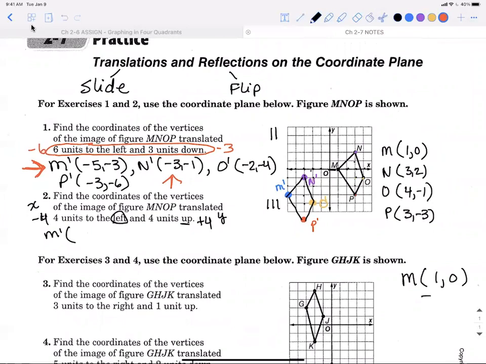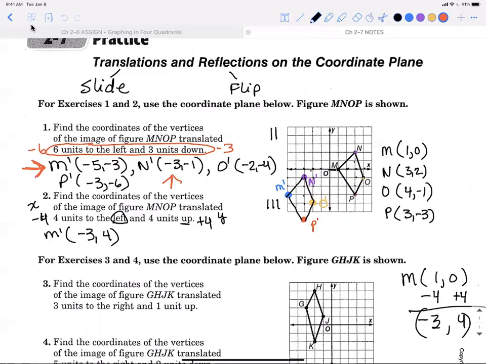And I know that I'm going to go -4 on my x, and I'm going to go +4 on my y. So my new x, what's 1 minus 4? Somebody that hasn't answered yet this morning. What's 1 minus 4? Yes. -3. Good. And what's 0 plus 4? 4. All right. So my new coordinate for my M is -3, 4. Okay. And I got that by subtracting 4 from every x and adding 4 to the y.